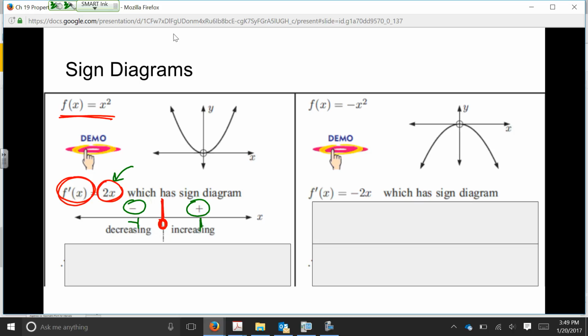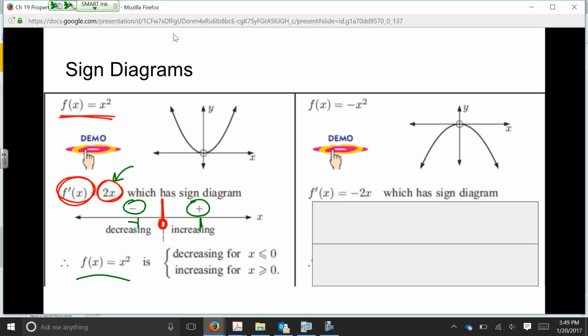Now, what that allows me to do is come in and say, all right, now that function f of x equals x squared, it's going to be decreasing when x is less than or equal to 0, because I had that negative value there, and it's increasing when x is greater than or equal to 0, because I had the positive there.